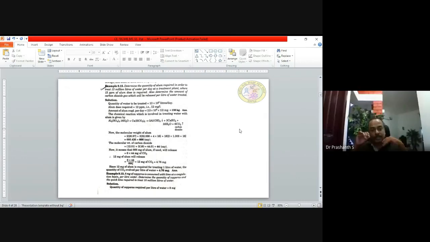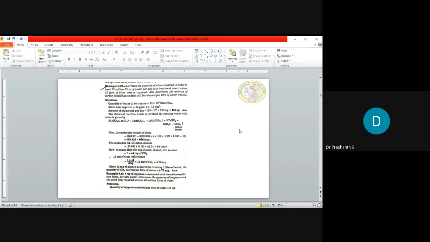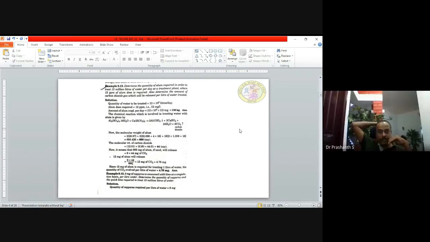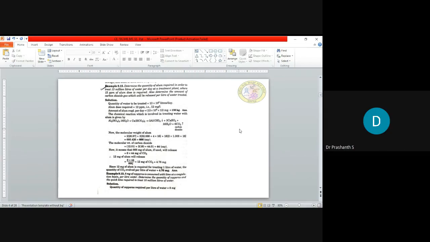So when alum is added to the water, what will happen? Al2(SO4)3.18H2O, when added to water, reacts with the natural alkalinity present in the water as bicarbonate alkalinity, which is Ca(HCO3)2, and gives rise to aluminum hydroxide, 2Al(OH)3, which is a precipitate, plus calcium sulfate plus 18H2O plus 6CO2, which is carbon dioxide. This is a balanced chemical reaction.